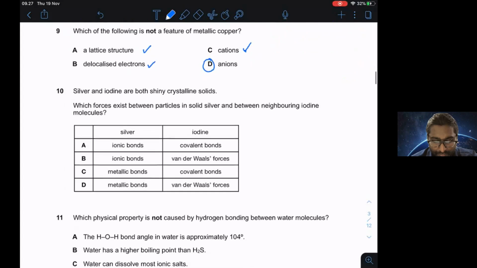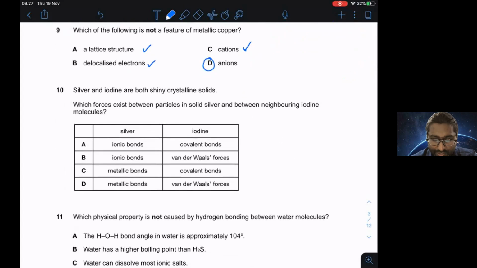Next. Silver and iodine are both shiny crystalline solids. Which forces exist between particles? Silver is going to be metallic bond, and then the iodine, between iodine molecules, be careful with this. I2 and I2 are bonded with van der Waals forces of attraction, not covalent bond. The covalent bond is between I and I. So that's going to be D.